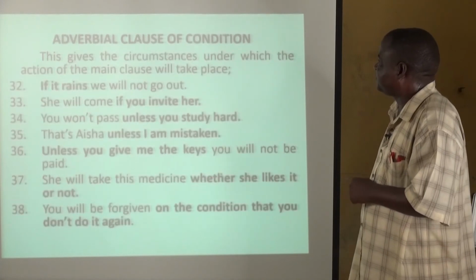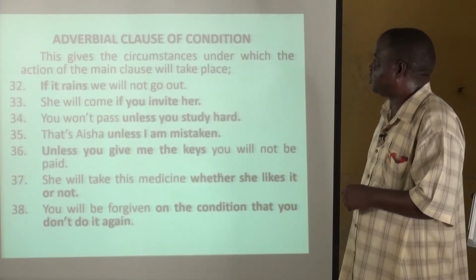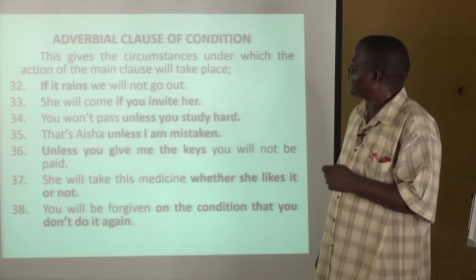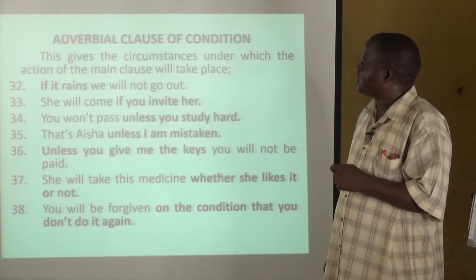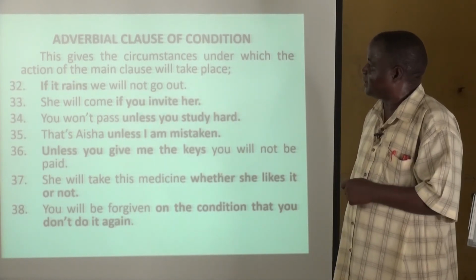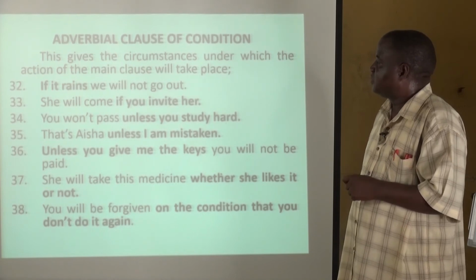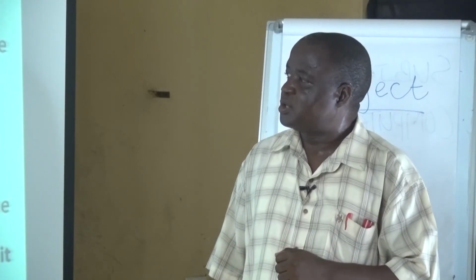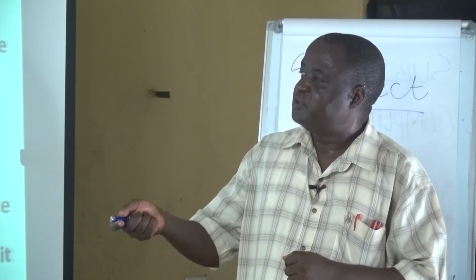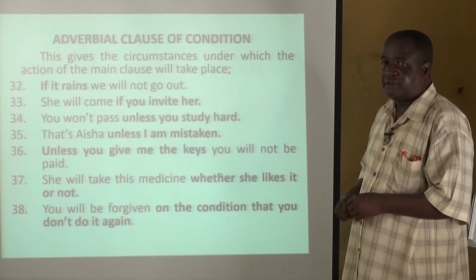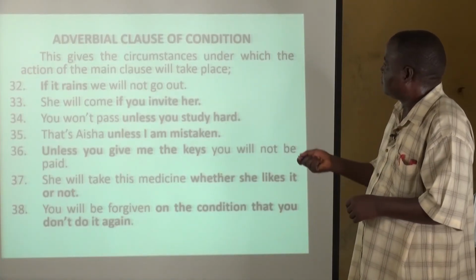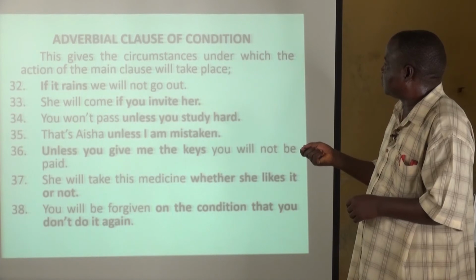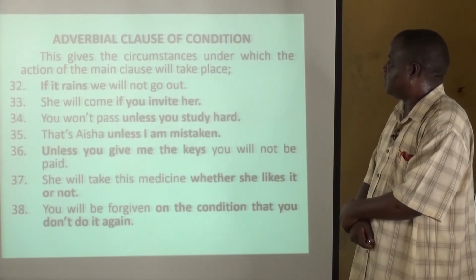Next slide. Adverbial clause of condition. This gives the circumstances under which the action of the main clause will take place. 32. If it rains, we will not go out. "If it rains" is our adverbial clause of condition. "Will not go" is our verb.